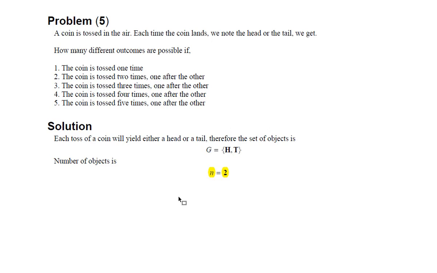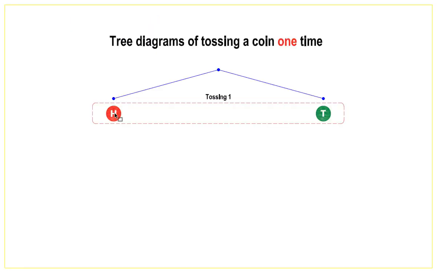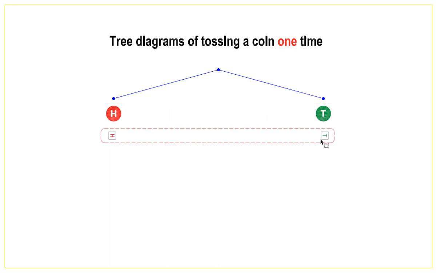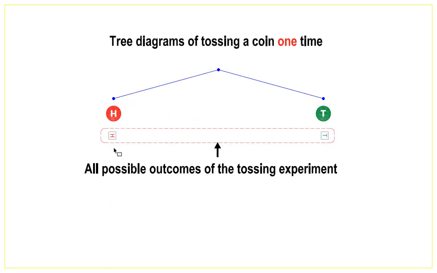So let's see if the coin is tossed only 1 time, we have either head or tail. So we have here 2 outcomes, 2 possible outcomes, and we can write it down as a sample space, head or tail.